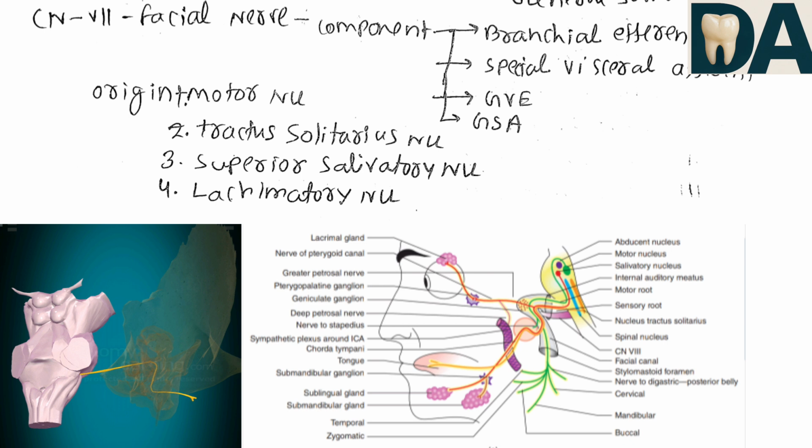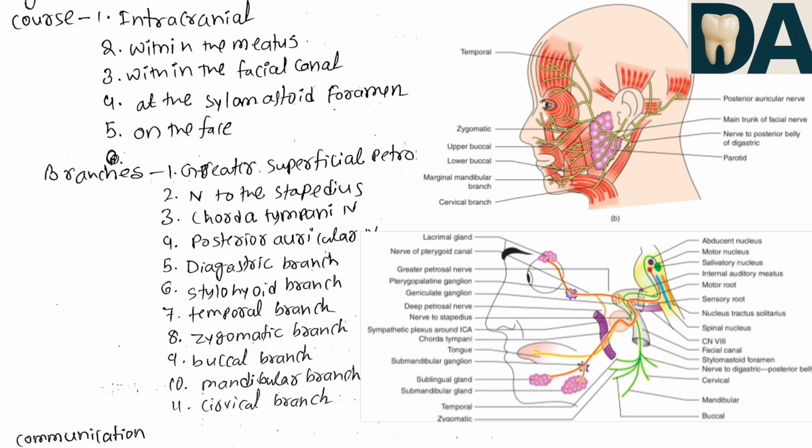Superior salivatory nucleus gives rise to the GVE fibers. Lacrimatory nucleus gives rise to general sensory fibers in addition to GVE fibers. Now go to the course of the facial nerve.